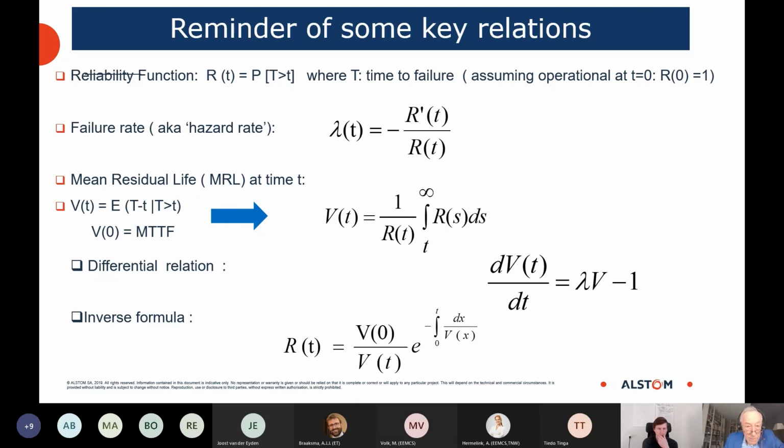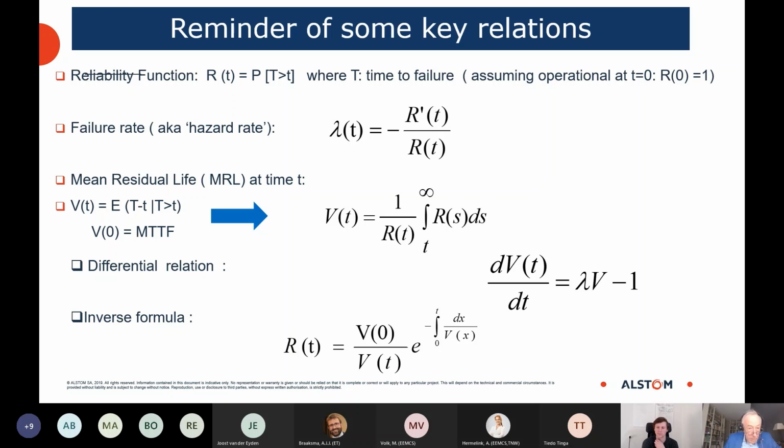And it's very easy, by manipulating those variables, to see that we have this relationship. The time derivative of the MRL is equal to lambda, the failure rate, function of time, times the MRL itself, minus 1. And then we have the inverse formula, which is an integral formula, which gives the reliability function from the MRL.